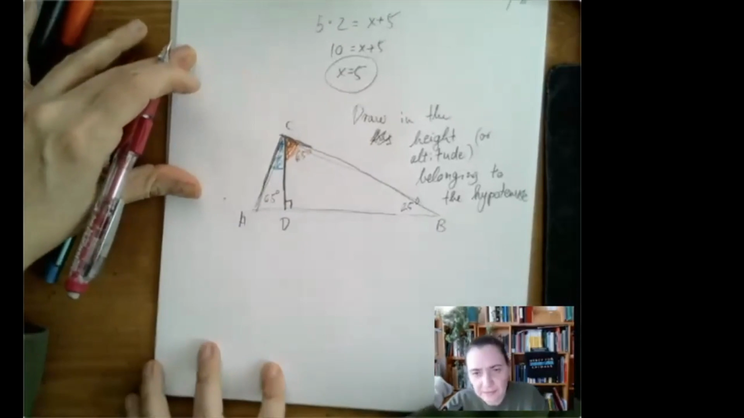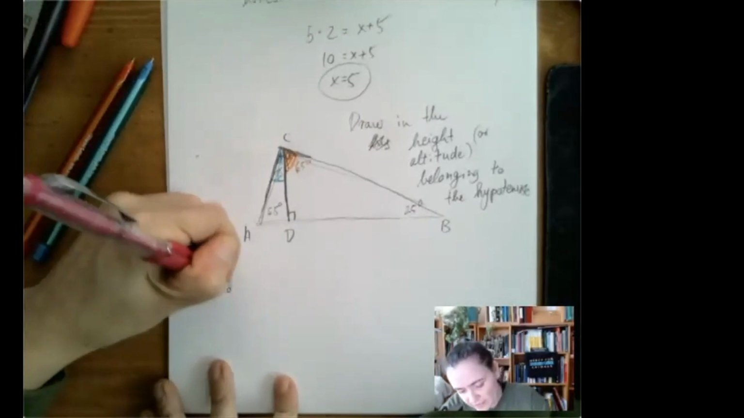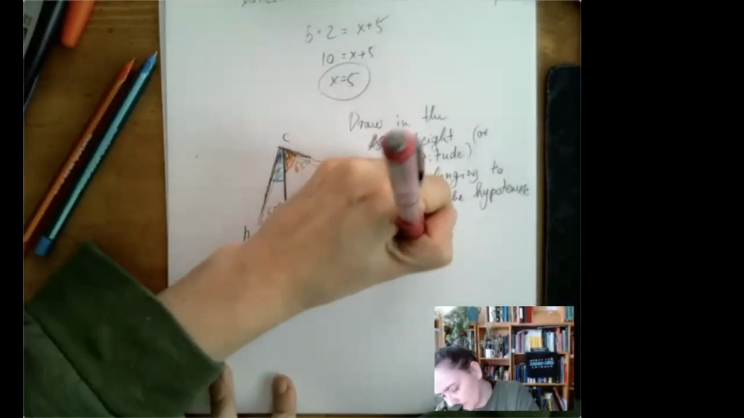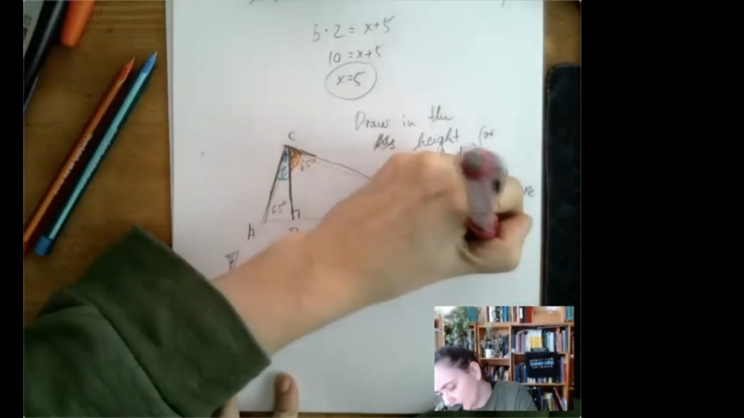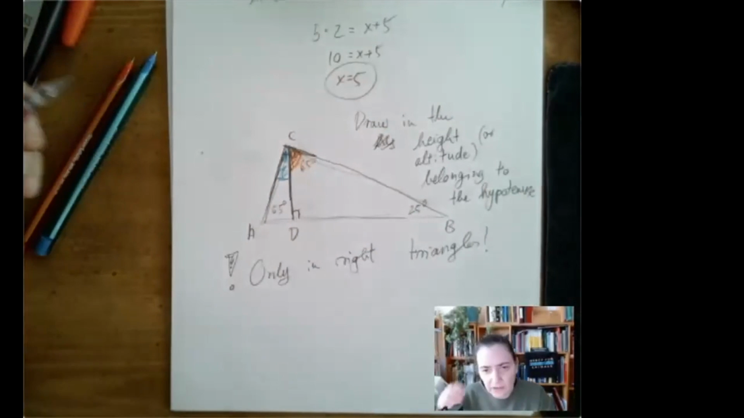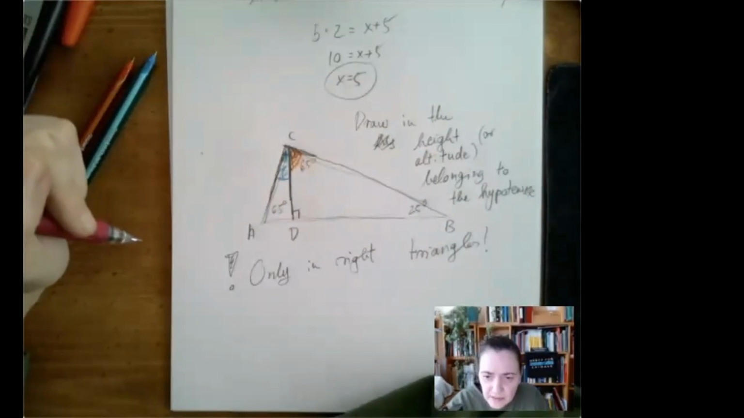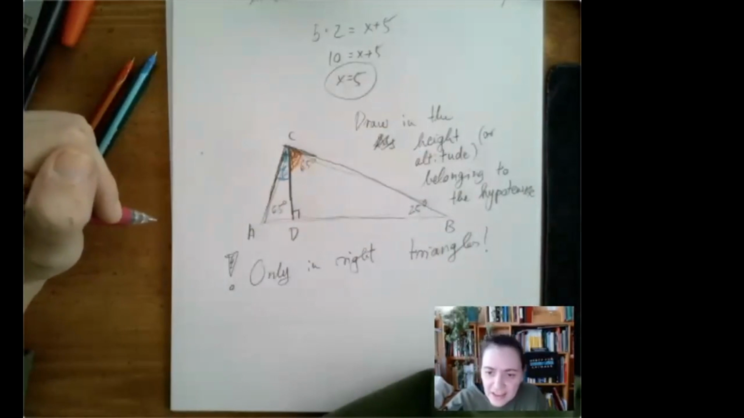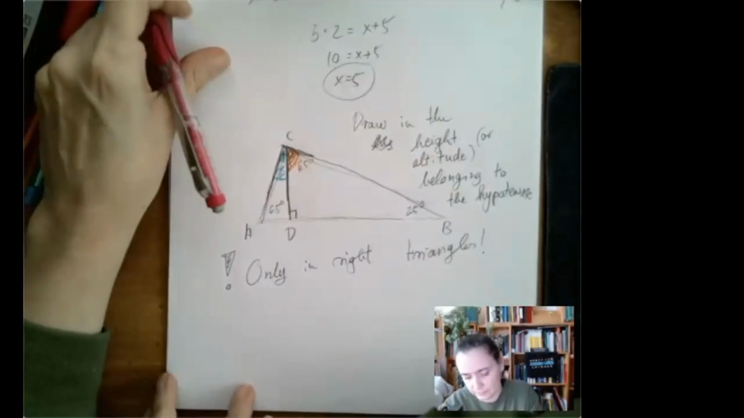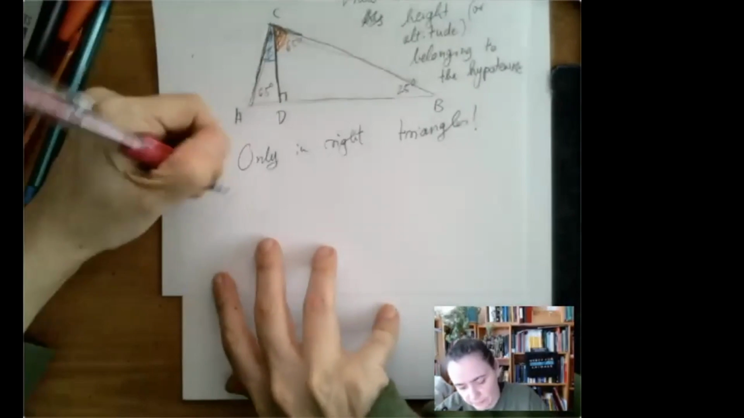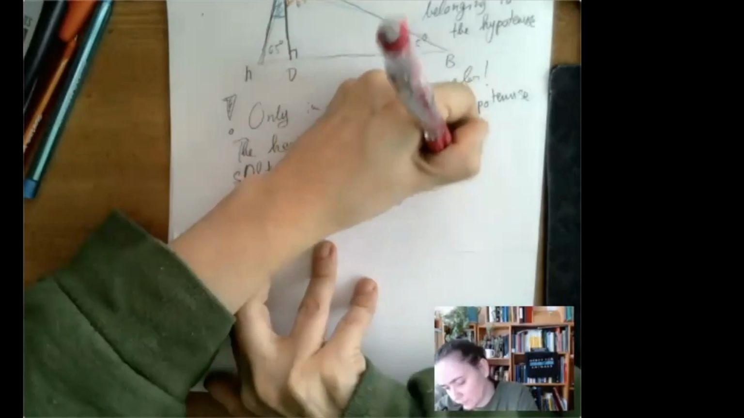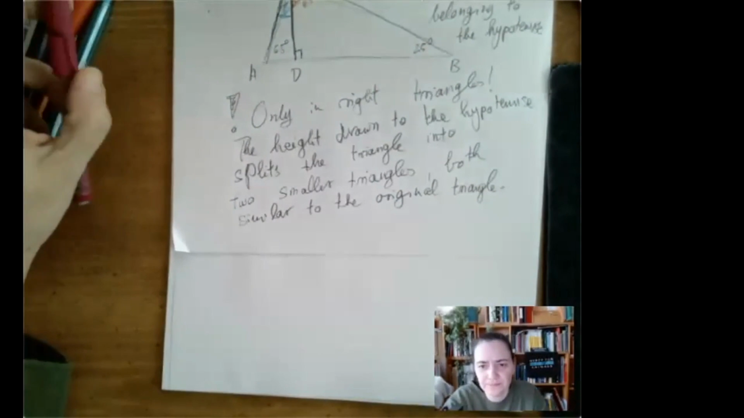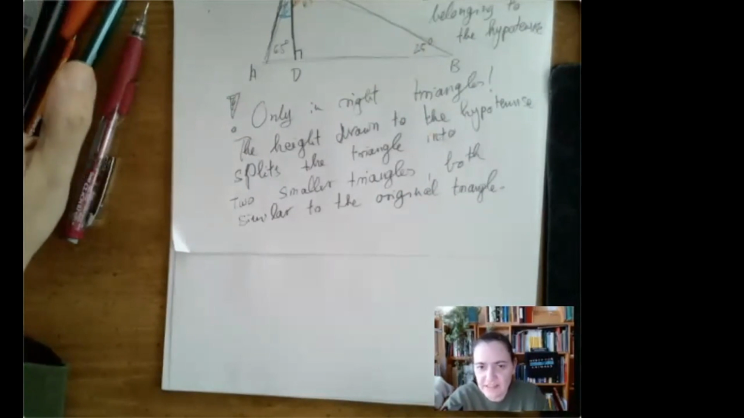And so what happened? Only in right triangles, the height belonging to the hypotenuse splits the original triangle into two smaller triangles similar to each other and to the original triangle. Okay, so far so good. So that will create some interesting scenarios.